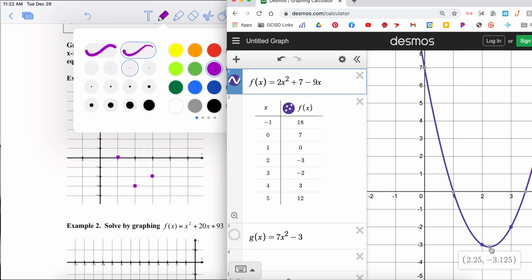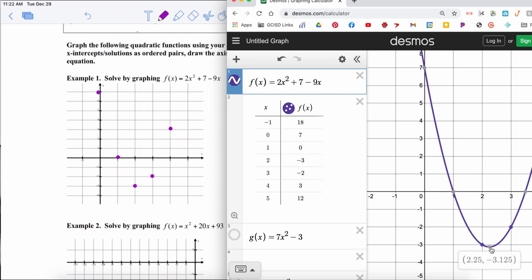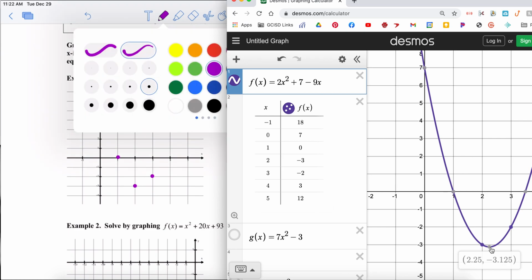So when you connect them, please be super careful that you make your graph look like what is on your calculator screen.